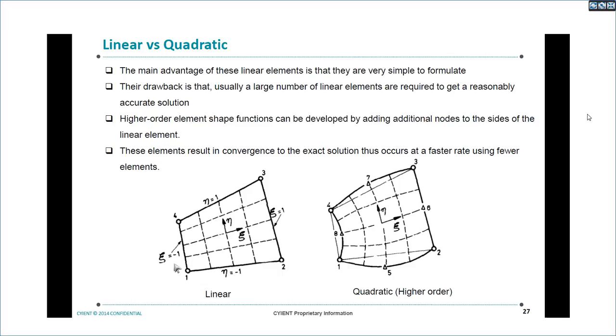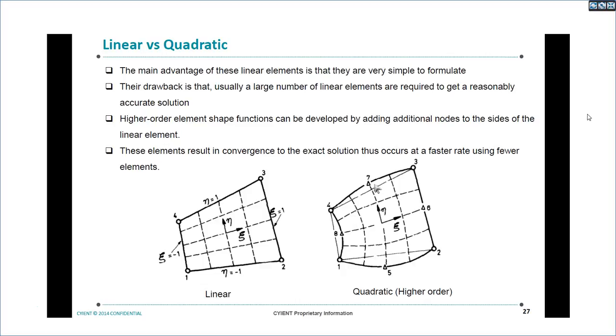Then coming to the type in these elements, there exists one that is linear and another that is quadratic. The basic difference is that linear is very simple and easy to formulate, and the main drawback is it requires a large number of elements to get solution convergence or accurate results. To get accurate results with fewer elements, we can use quadratic elements. So this is the linear element.